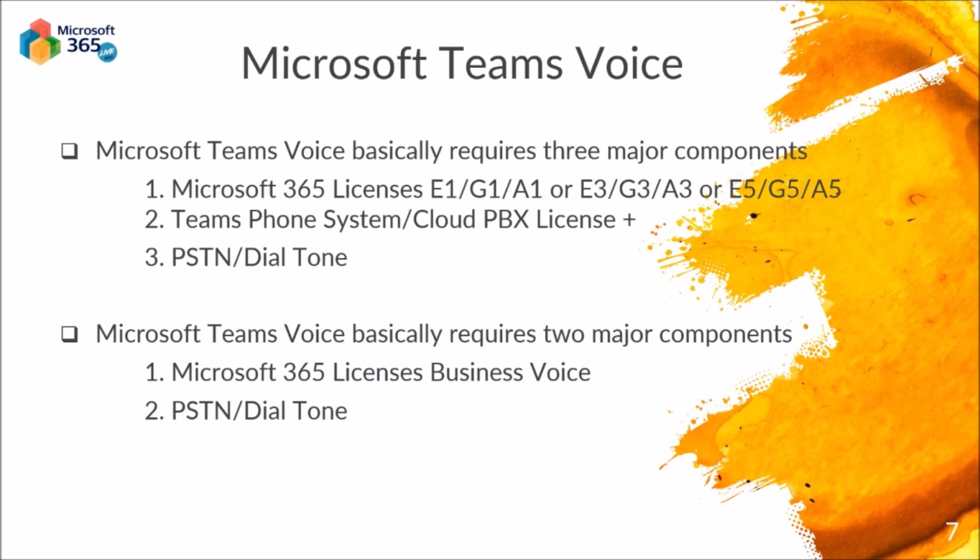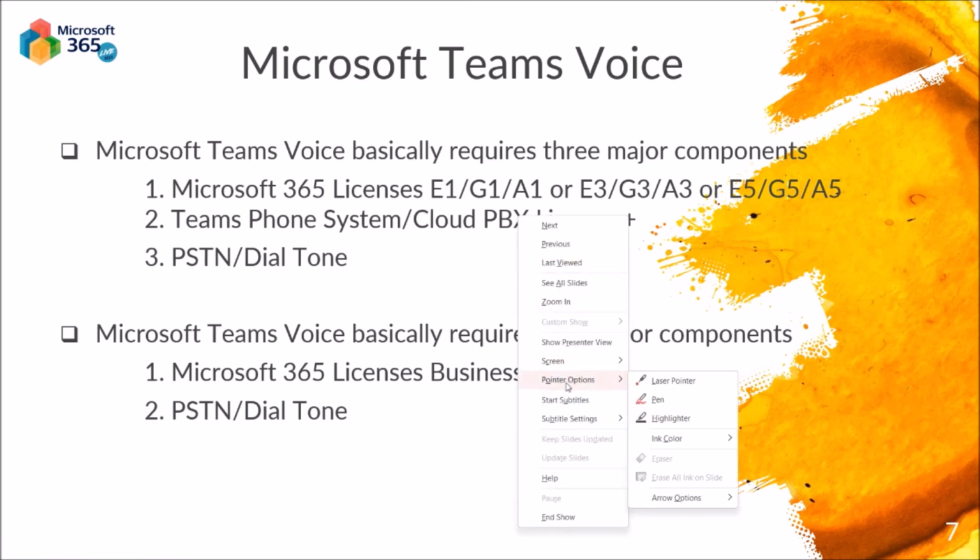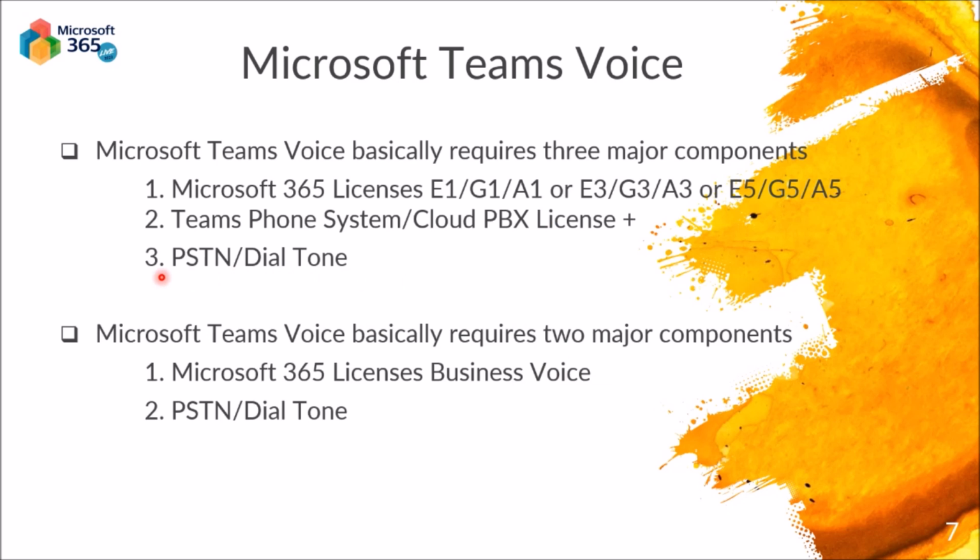In addition to that, we would also require the PSTN dial tone, which has four methods by which you can have the PSTN integrated into Microsoft Teams, which we will look at shortly. This is what we spoke about for enterprise, education, and government customers. What about business SKU licenses, for SMB customers who own Business Premium licenses? For them, they only need to own any of the Business Premium SKUs.